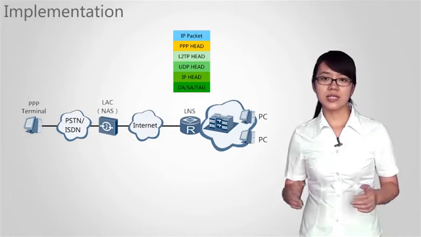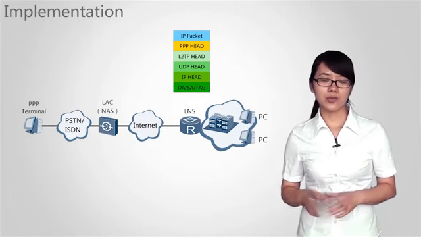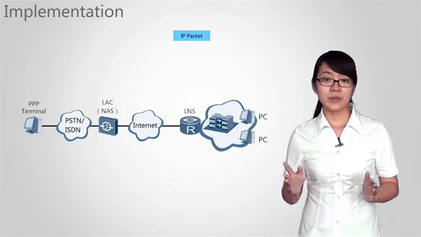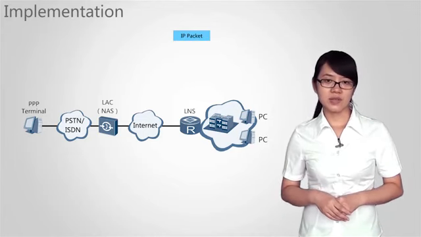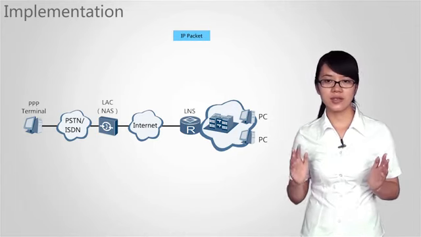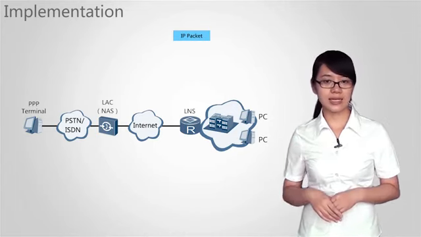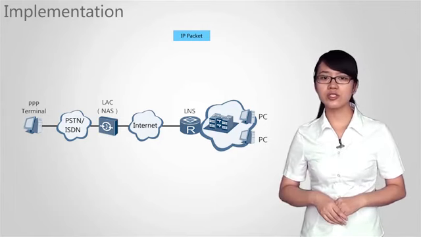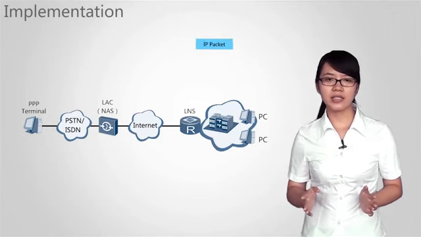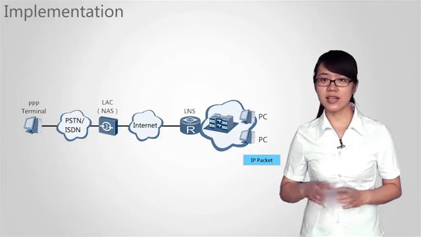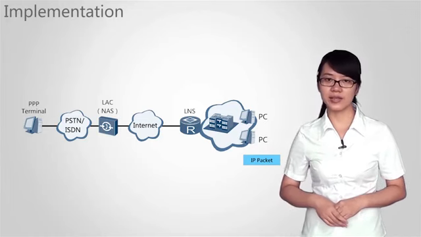When the LNS receives the L2TP packet, it will decapsulate and forward the PPP packet. At this time, the LNS is the termination point of the PPP session. This is how L2TP extends PPP. The LNS resolves the original packet and sends the packet to the destination host in the headquarters based on the destination IP address in the packet.